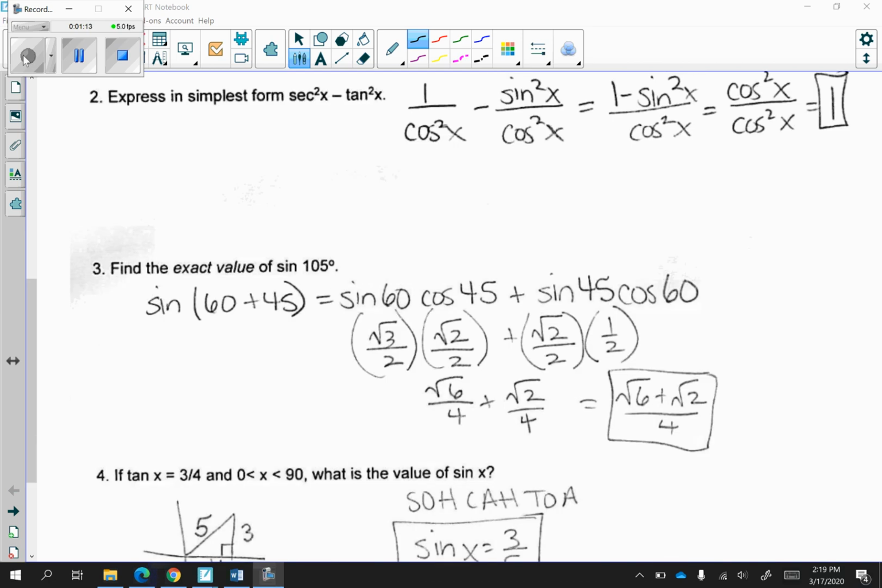Number 3, find the exact value of sine of 105 degrees. Now remember, we don't know 105 degrees, but we do know 60 and 45, and 60 plus 45 is equal to 105. So we use the formula of sine of 60 plus 45. Replace in what sine of 60, cosine of 45, sine of 45, cosine of 60 is, and the answer is radical 6 plus radical 2 divided by 4.